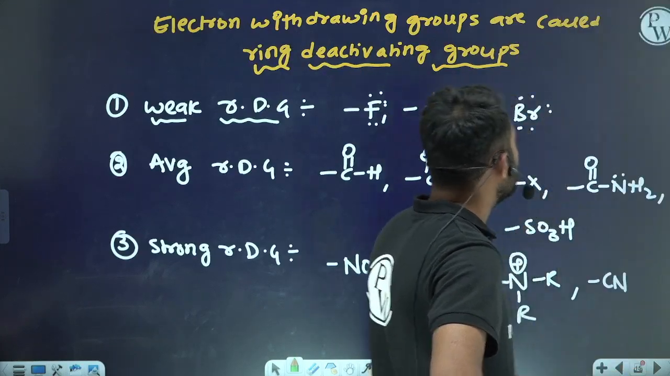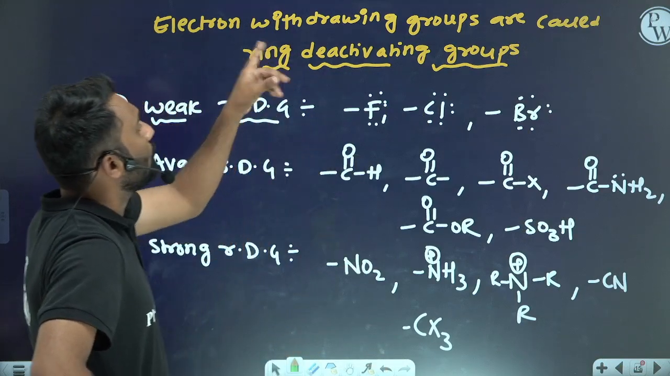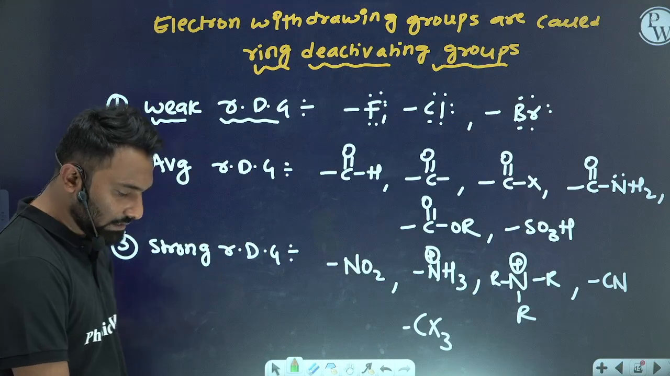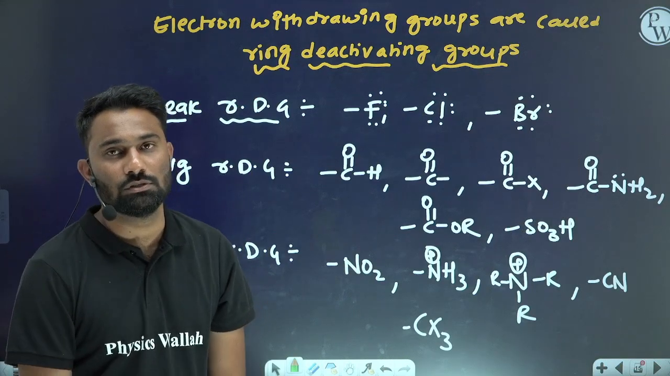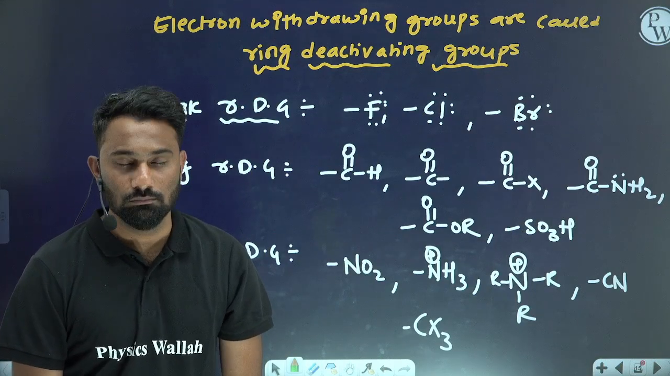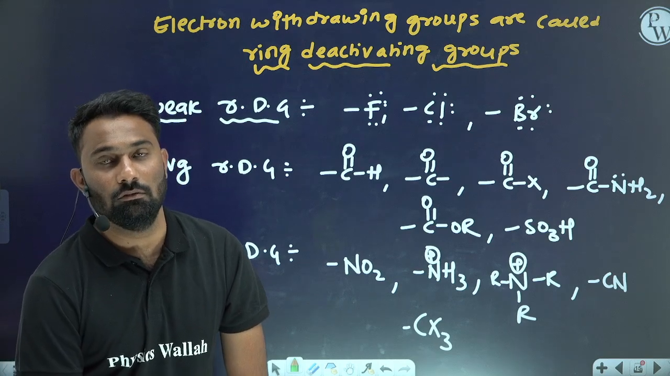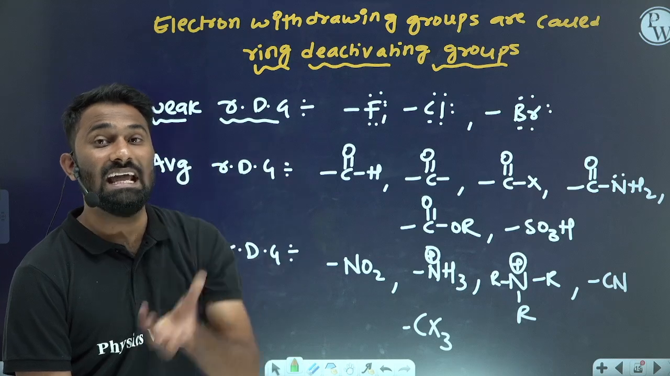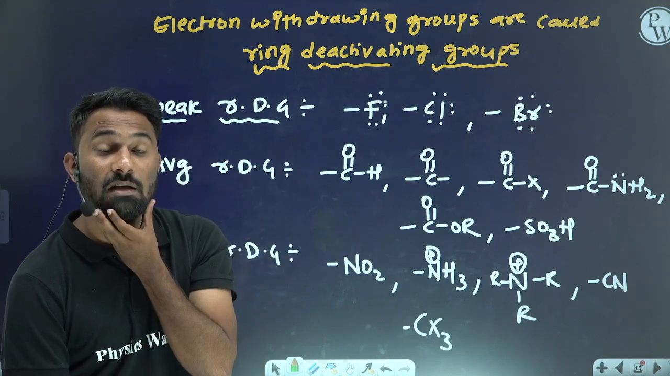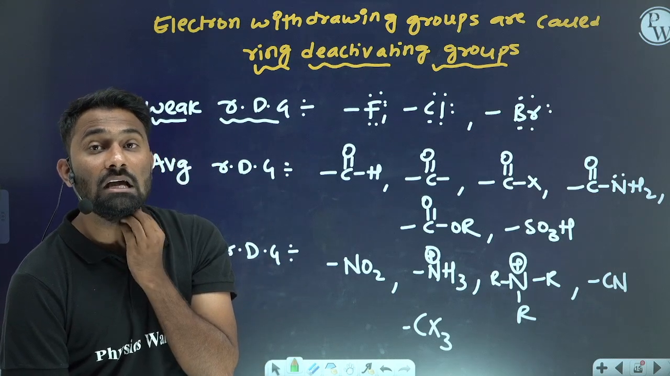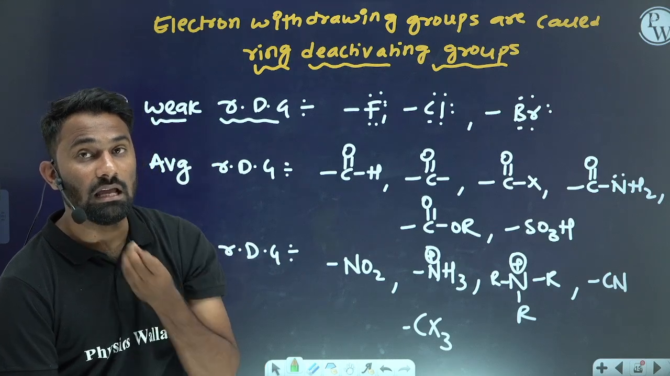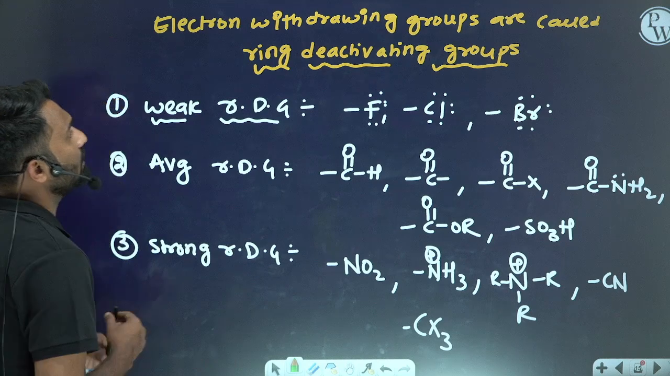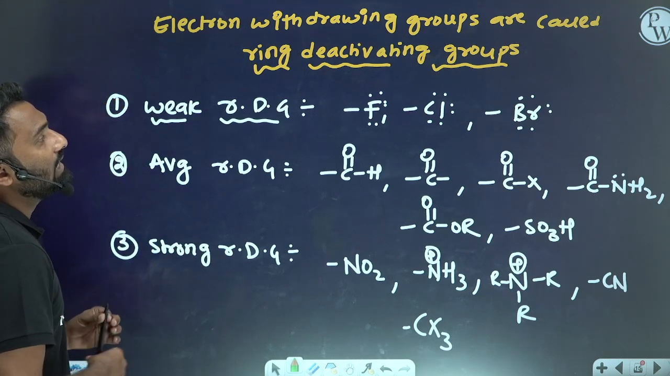Now on the benzene ring, if the electron withdrawing groups are present, we call them ring deactivating groups. What do electron withdrawing groups do? They will deactivate the electron density on the benzene ring. It will deactivate the electron density at the ortho and para positions. The electron density at the ortho and para positions gets deactivated, right?